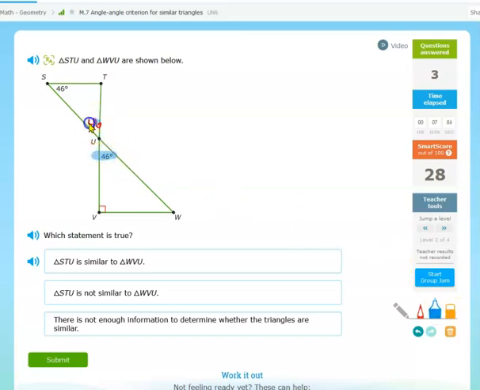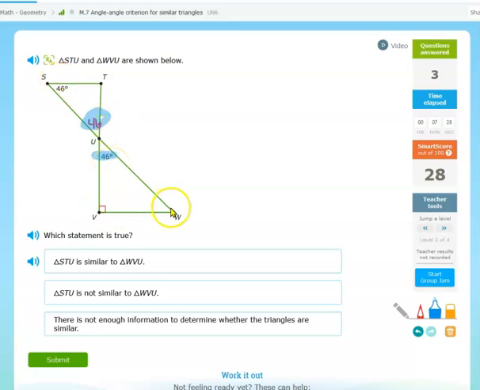And I'm noticing that this angle up here is also 46. So I could have highlighted this 46 and this 46, but that's okay. We'll keep on going. It doesn't matter, but each angle can only pair up with one angle from the other side. So I can't have 46 matching with angle U and with angle S. We can only have one.